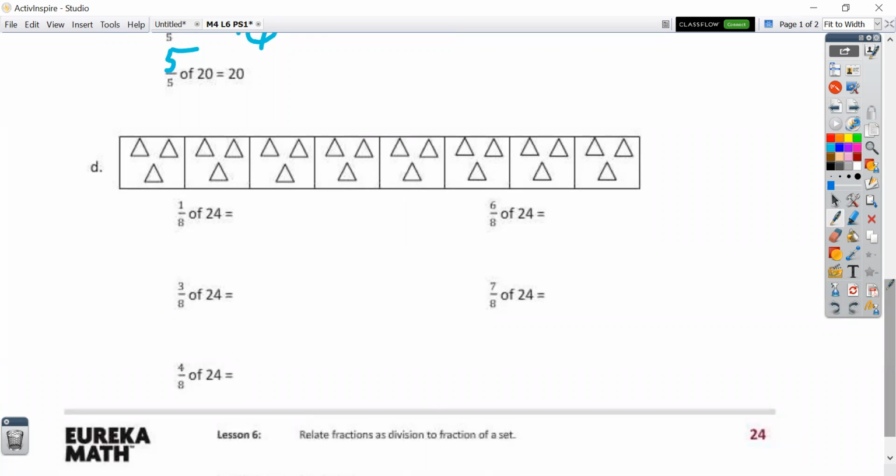We see 1 group, 2 groups, 3, 4, 5, 6, 7, 8 groups. 8 times 3 is 24. So the model is right. Let's see how you do on this. I'm going to pause myself and you're going to go ahead and try.